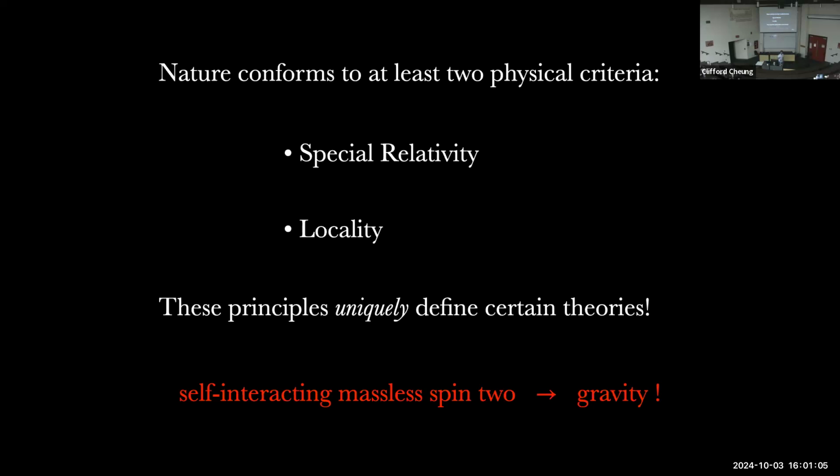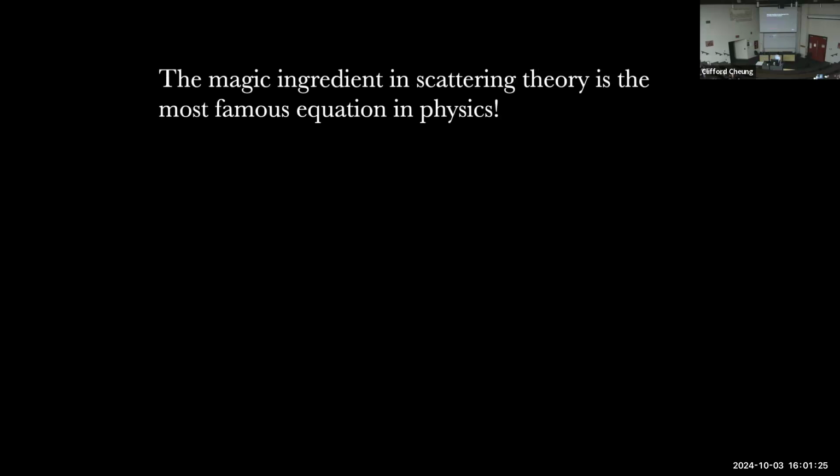Okay. But what I want to show you right now is that the implication goes the other direction. If I just tell you, write down a consistent theory of a self-interacting massless spin 2 particle, there is only one answer. There is no other answer than general relativity up to corrections that we'll make precise. Okay, so what do I precisely mean by that?